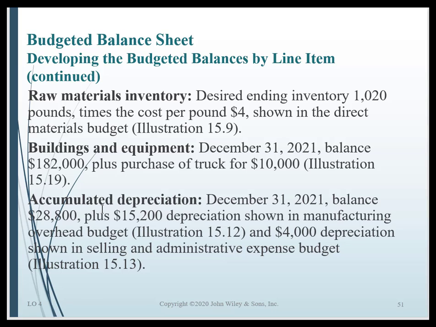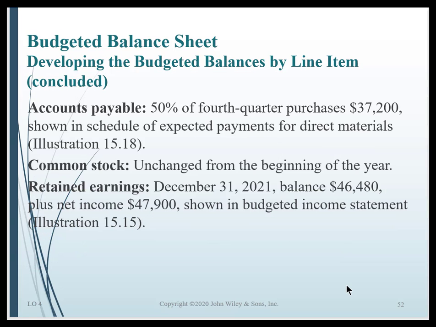Accumulated depreciation, again, we had the 28,800 is what we started with. Then we had the 15.2 from the manufacturing overhead budget. Again, that's part of an illustration earlier. And then we have 4,000 in depreciation shown in the selling and administrative expense budget. So it's not just plant and equipment that get depreciated. It's also the items from our other assets that we own in the company.